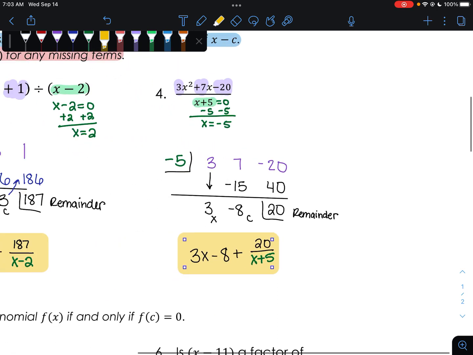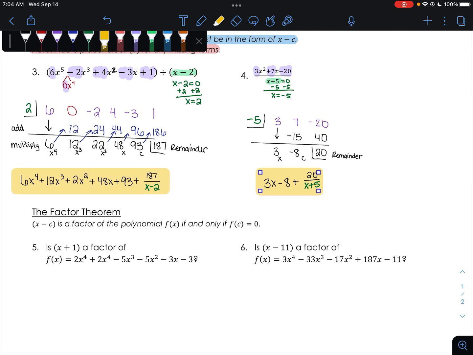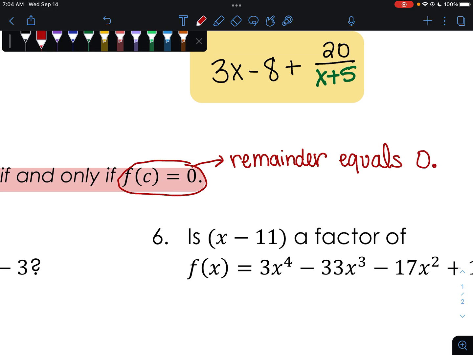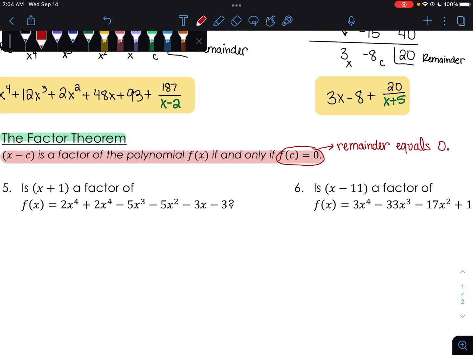Okay. Now, moving on to what is known as the factor theorem. The factor theorem says that x minus c is a factor of the polynomial f of x if and only if f of c equals 0. So what that tells us is that if our remainder is 0, then what we divided by is a factor. If our remainder equals 0, what we are dividing by is a factor.